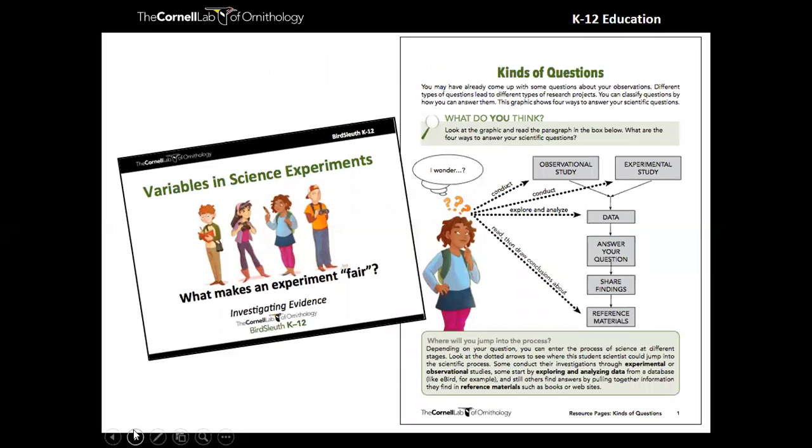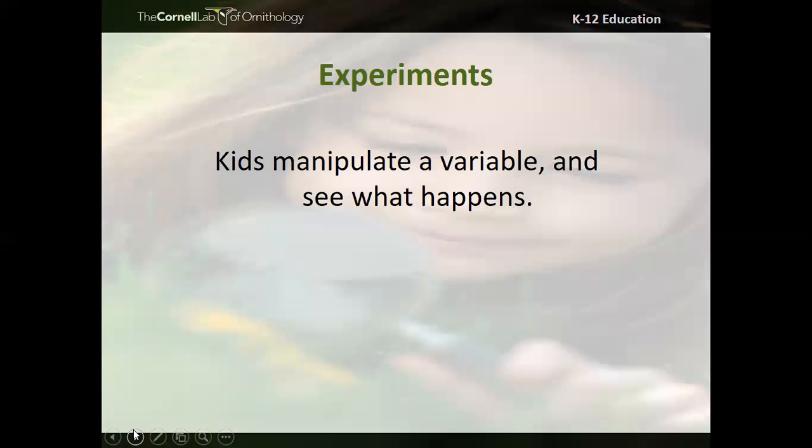There's a lot of help for this step of the process within Investigating Evidence. It goes through the different kinds of questions that you can ask, the different types of studies that you can do, and has some great slideshows about how to set up your experiment so that it is fair. So let's take a second to talk about setting up fair experiments. Let's talk about an experimental study. That's going to be a study in which your students are going to be manipulating a variable and then looking to see what happens.